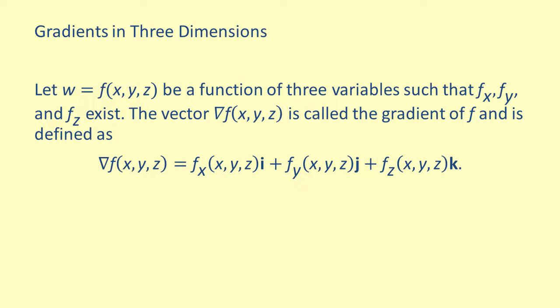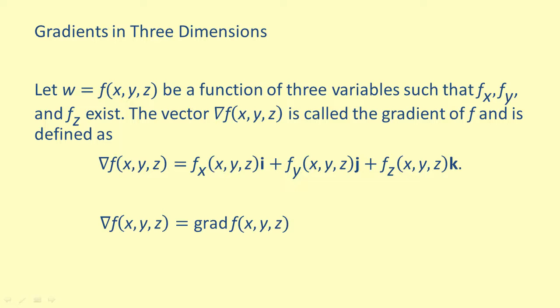Let's talk about how to find the gradient of a function of three variables. The definition of a gradient states that given a function of three variables, and given that the partial derivative with respect to each variable exists, we are able to find a vector that points in the direction of the greatest increase of a function. In other words, this vector describes the rate of change of the function in a particular direction.